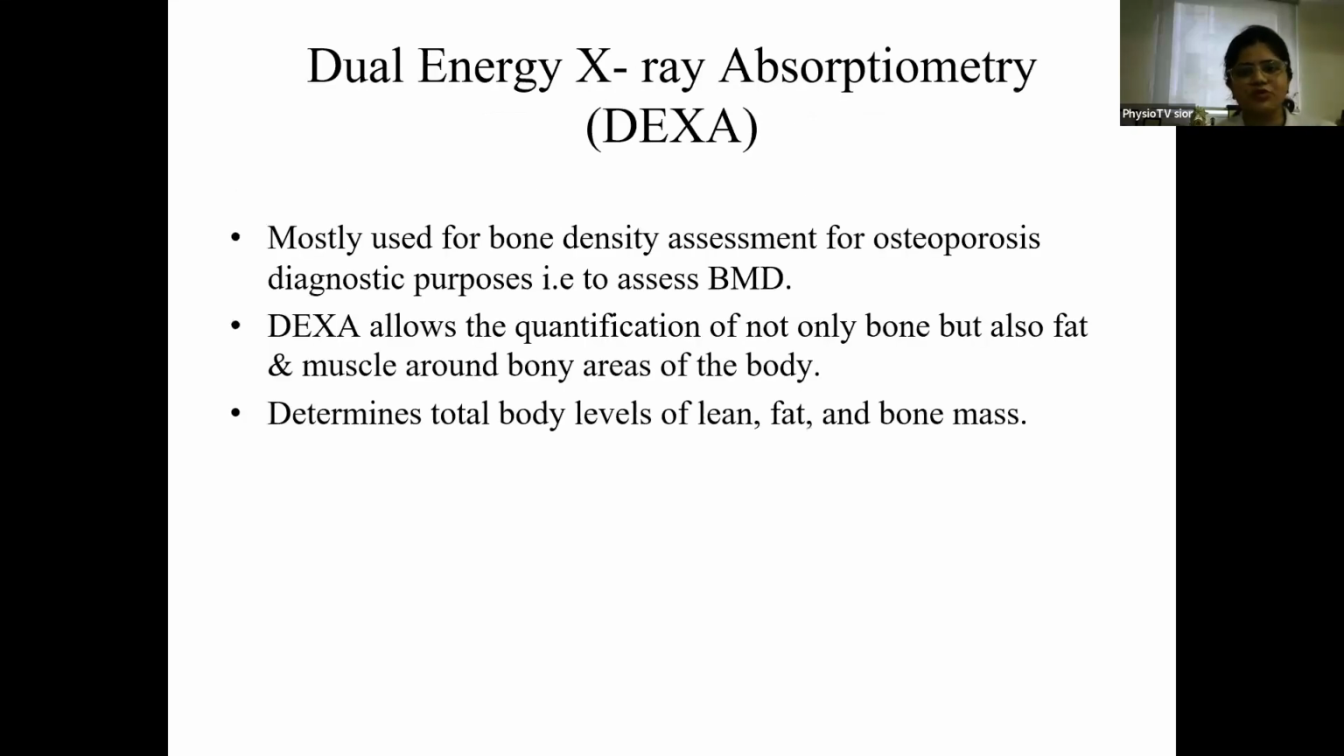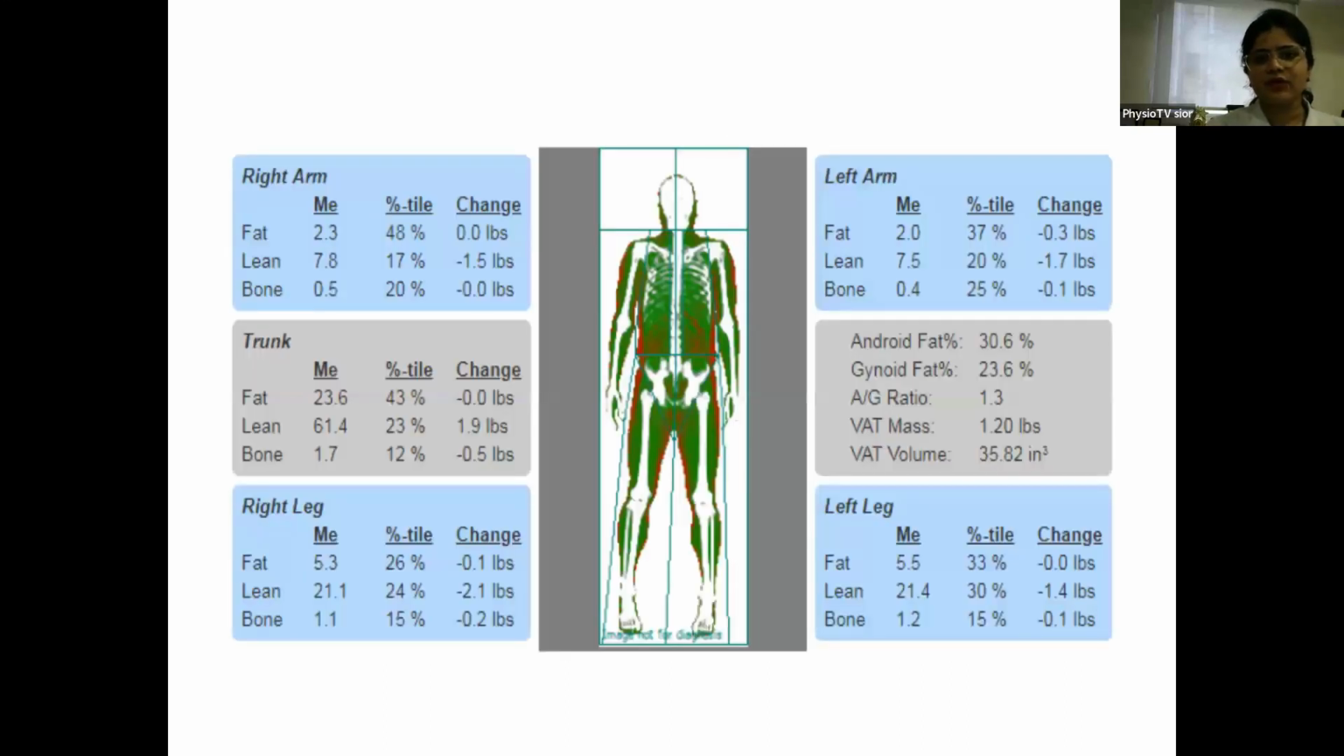Now, dual energy X-ray absorptiometry, the DEXA scan, is mostly used for assessing bone mineral content and bone density. DEXA allows the quantification of not only bone but also fat and muscle around the bony areas of the body. It determines total body levels of lean, fat, and bone mass. It requires 6 minutes. That's for right arm, trunk, left leg, and right leg. So this has been divided into fat, lean, and bone.